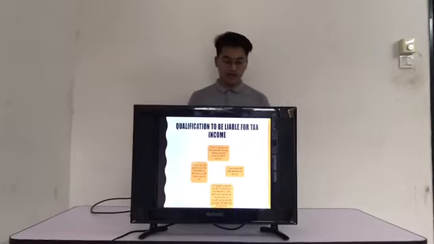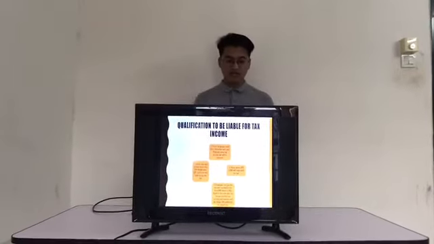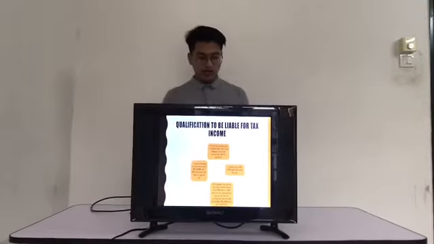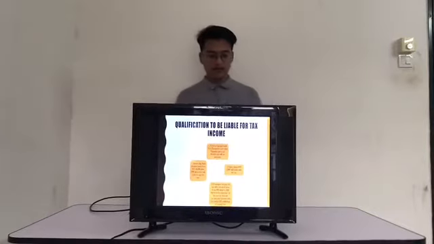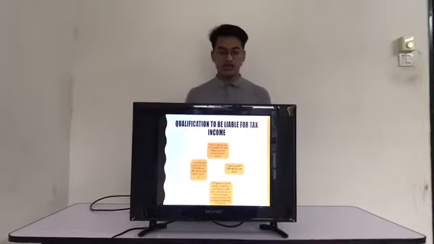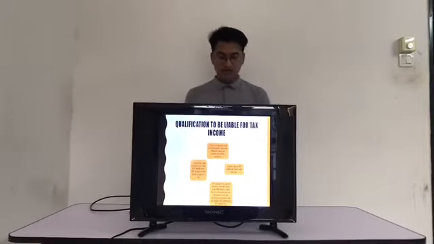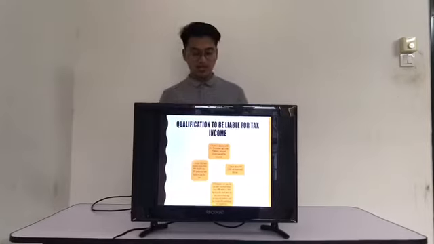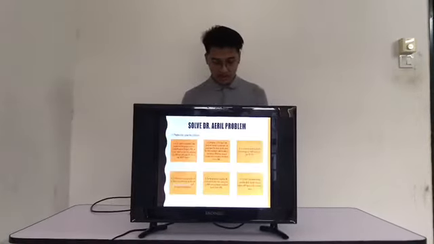And lastly, a person who has income of more than 34,000 after EPF deduction will be liable to pay tax. So if in the year we calculate the salary after deduction of EPF and get 34,000 and above, he needs to pay tax. Next.